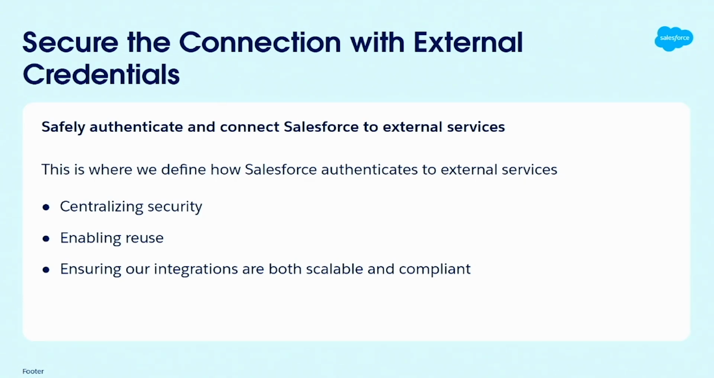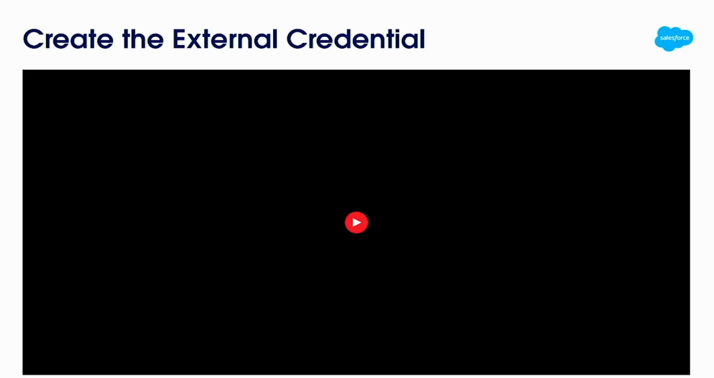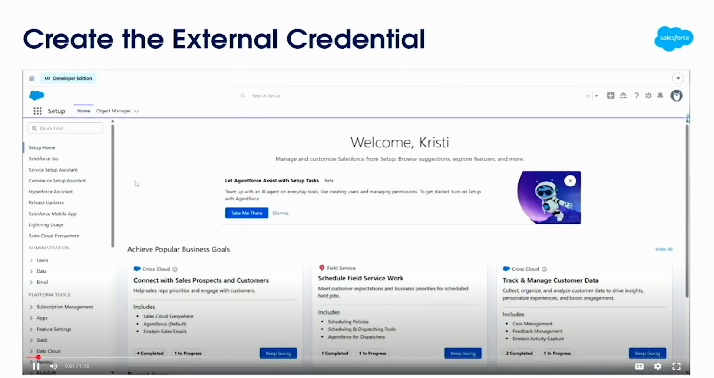The next thing we need to do is start with an external credential. And this is where we're going to safely authenticate to our external service with our API. And this is where we're really centralizing the security within Salesforce. And this enables us to reuse this information and be able to scale and stay compliant. And so we're going to go ahead and create this.